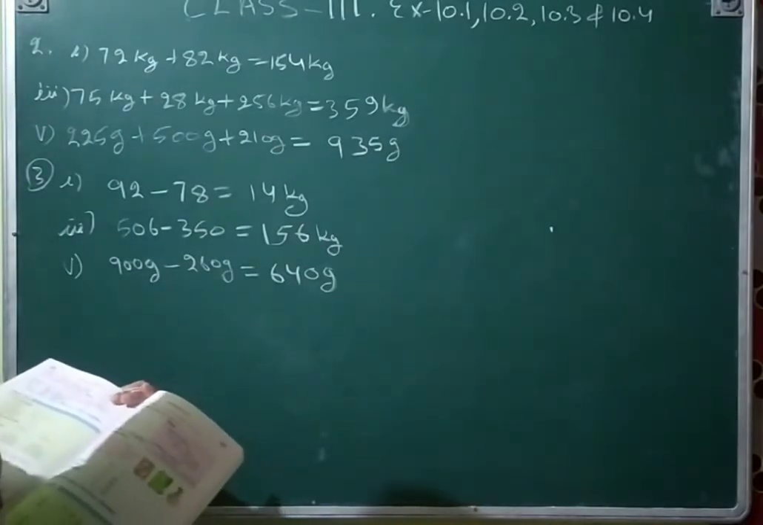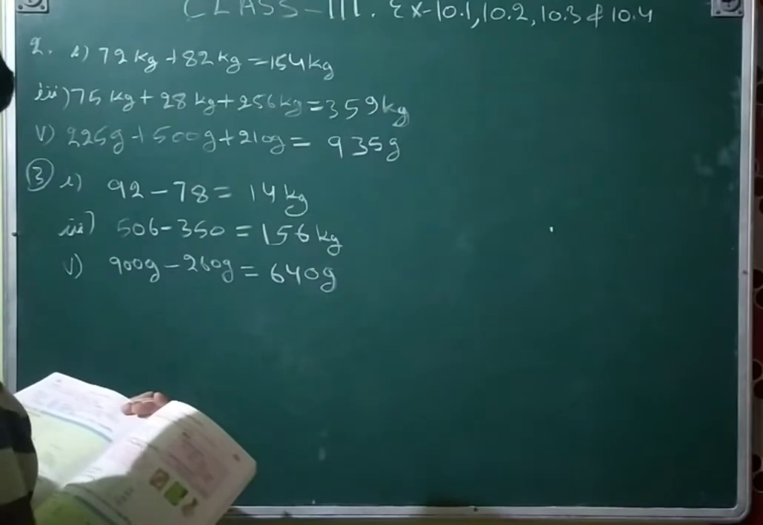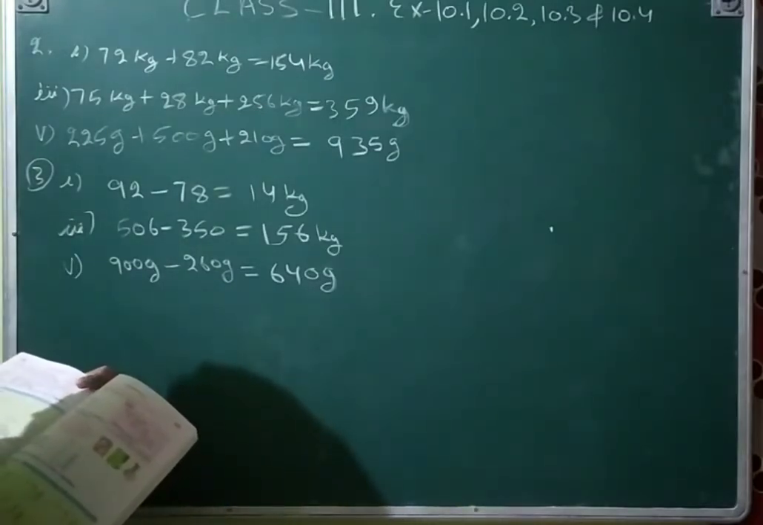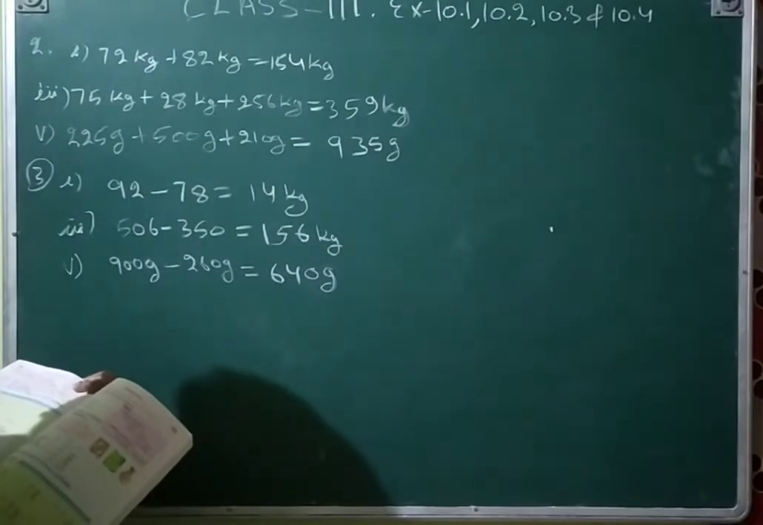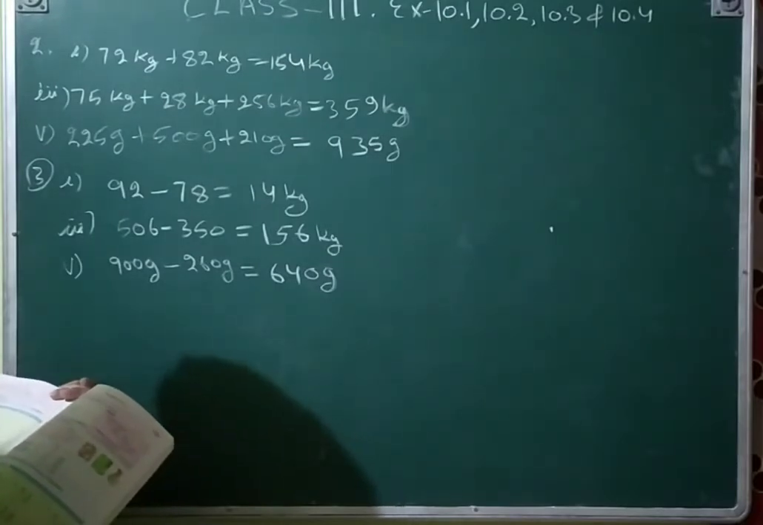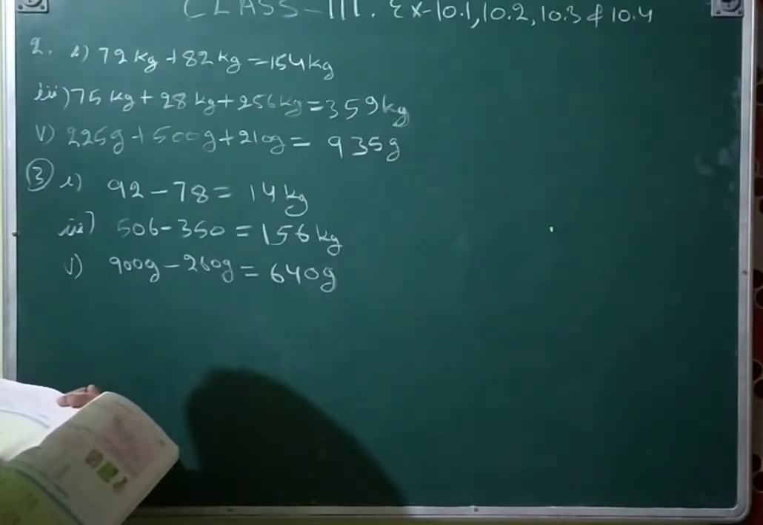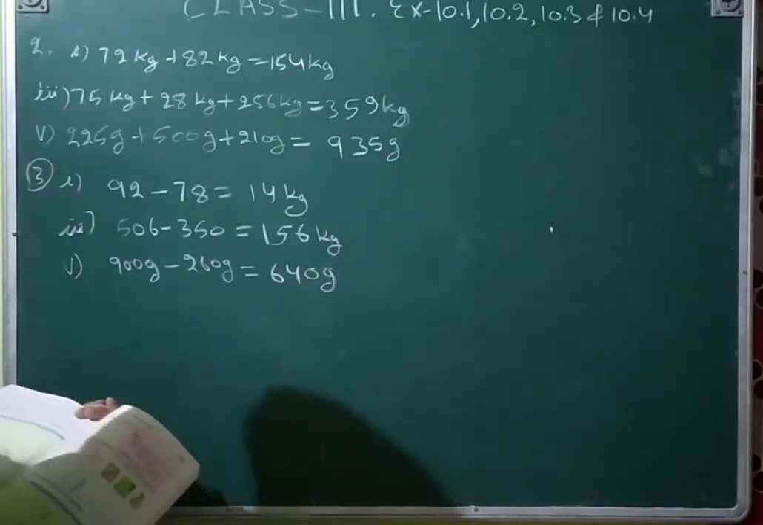Then 10.2, fill in the blanks. The first fill will be 7 and 550, second 3 and 255. Here you write the third as 1250, and here write 1868.